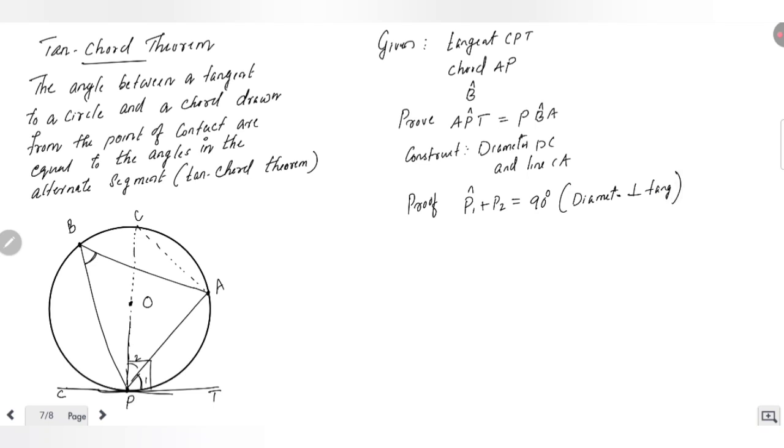Okay, now to show that, at the end you have to get what? P1, because I named it P1. APT becomes P1 now, isn't it? You can see that from the diagram. So show that P1 is equal to B, then we are done. So P1 plus P2 is equal to 90. The reason is the diameter is perpendicular to the tangent.